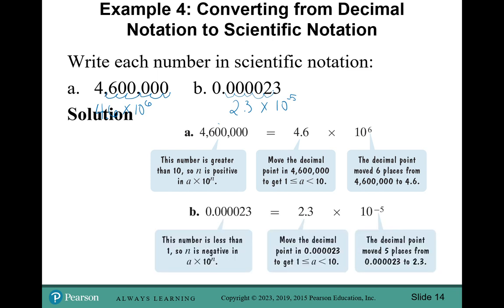In B, the number is less than 1, so n is negative, in the a times 10 to the n. We want to move that decimal point in 0.000023 to get a 1 less than or equal to a less than 10. The decimal point moved 5 places from 0.000023 to make it the 2.3. That is why we represent the 10 to the negative 5 there.